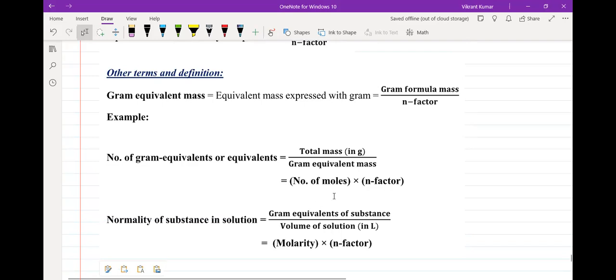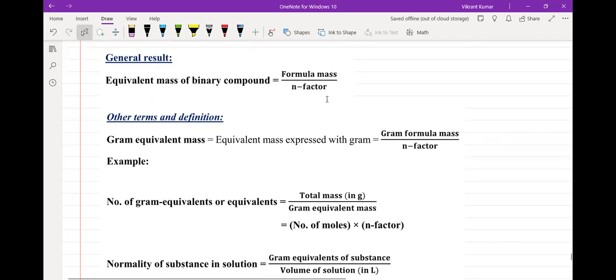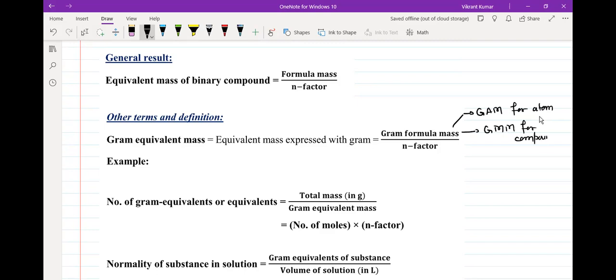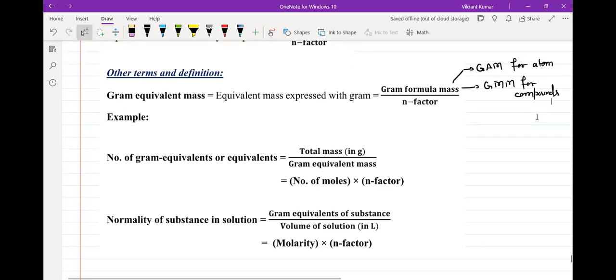What is that? Like equivalent mass was formula mass by n factor, so gram equivalent mass will become gram formula mass upon n factor. Gram formula mass will be gram atomic mass for atoms. This will be GAM, जिसको gram atomic mass बोलते हैं, for atoms, and this will be gram molecular mass for molecules or compounds. Is it okay? Now, after that, I'm trying to get something called number of gram equivalents.